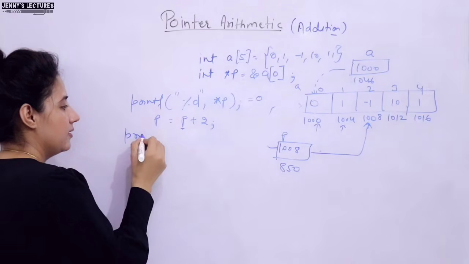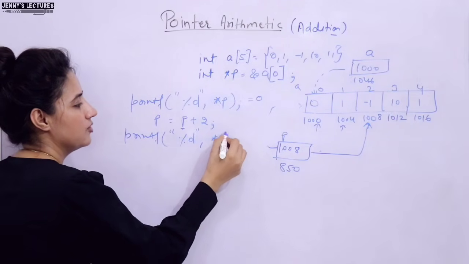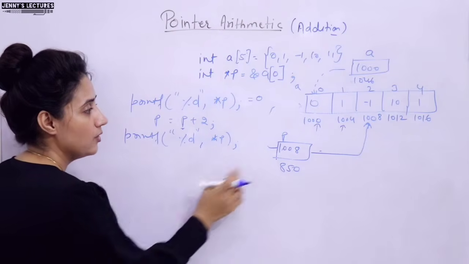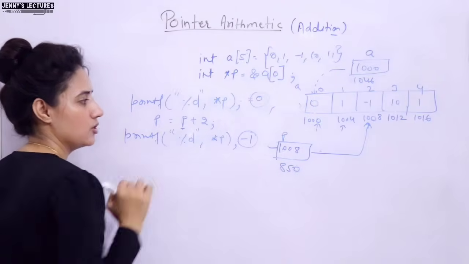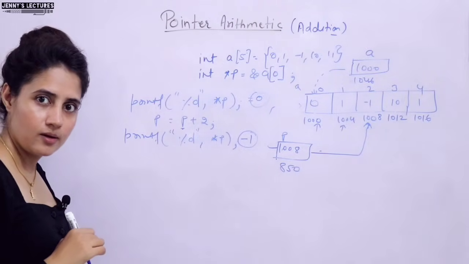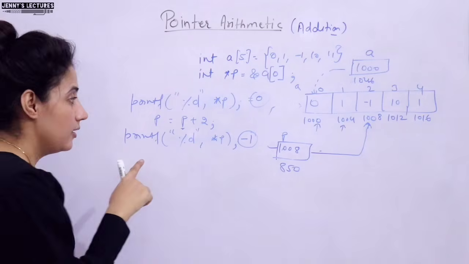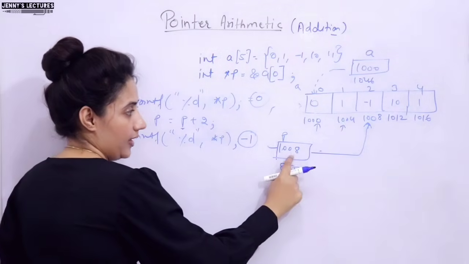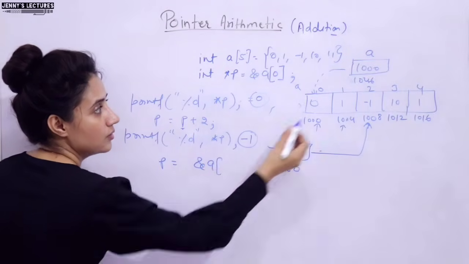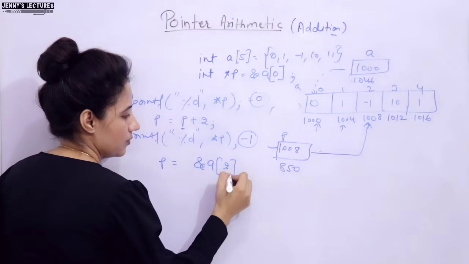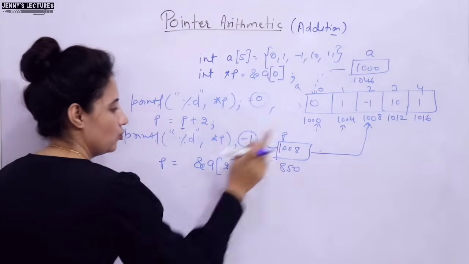Now if you printf percentage d, and now if you print asterisk P, then what value will it give? The value at this is -1, so it will give -1, here it will give 0, right? So I hope you got it, right? Now here, what is there in P now? Address of A of 2, right? Address of A of 2 now.